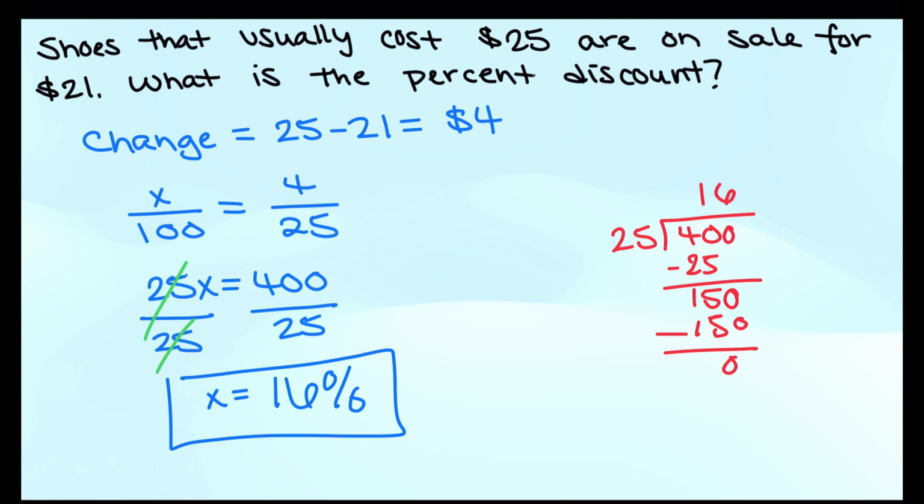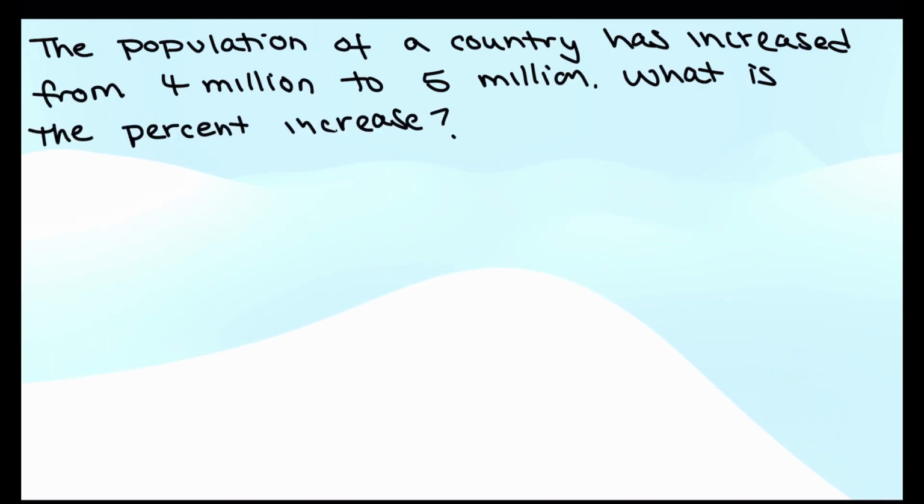400 divided by 25 should be 16. I use long division over to the right. Sometimes when I'm dividing by 25, though, I just think about money, like how many quarters are in $4. Should be 16. So X is 16, and that is my percentage. So we had a 16% discount in the price of these shoes. Let's do a second example.